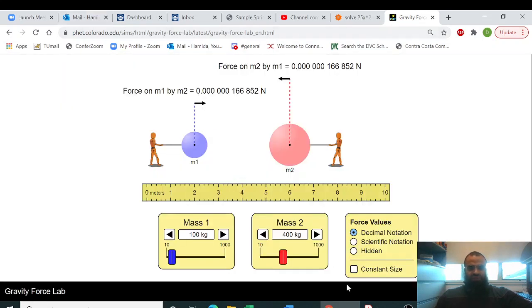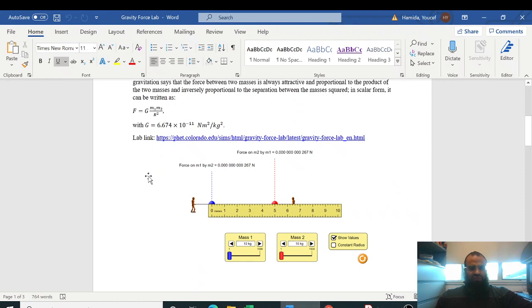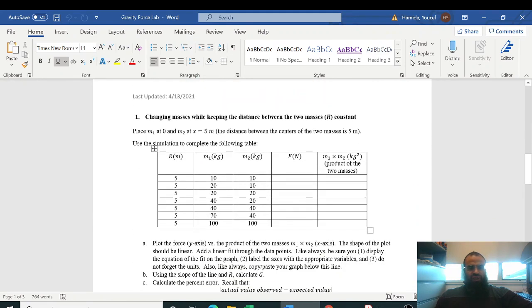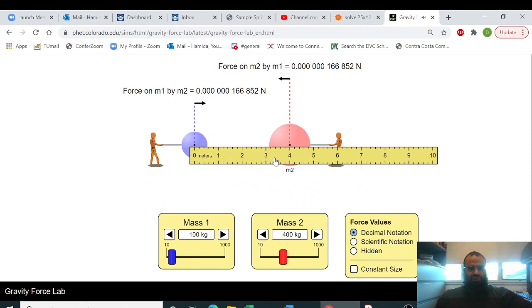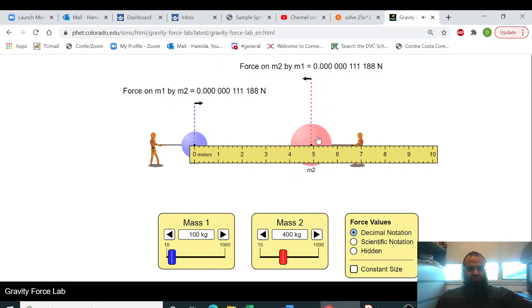Okay, so we have this. Let's look at the table here. It says in part one, changing the masses while keeping the distance between the two masses constant. So place M1 at 0 and M2 at 5 meters. So here they are, center to center, they're 4 meters here. So make them 5 meters.